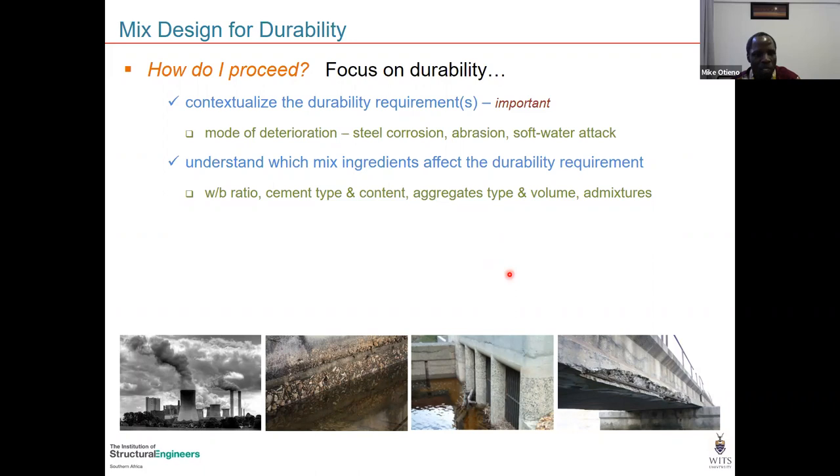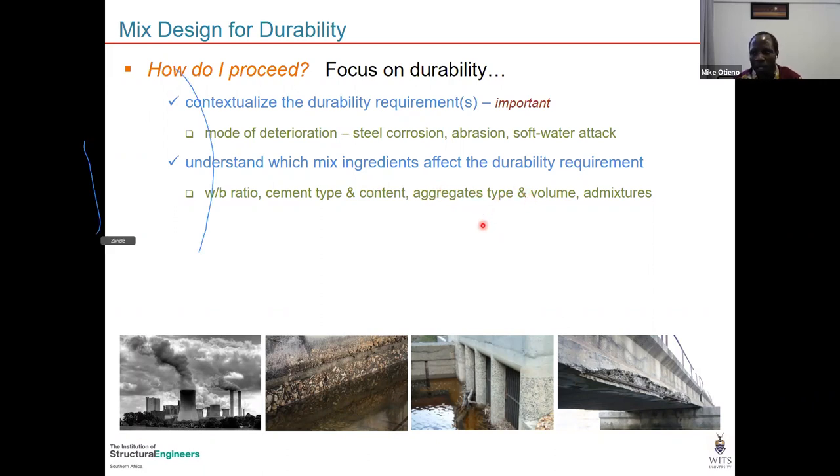I think I will show you a graph later on that shows the difference between the paste and the concrete, how these differ. The paste really, from a durability point of view, is the most porous component of concrete. So if we can minimize it as much as possible, then we can really make our concrete dense and less penetrable. We need to think about the type of aggregates that we use.